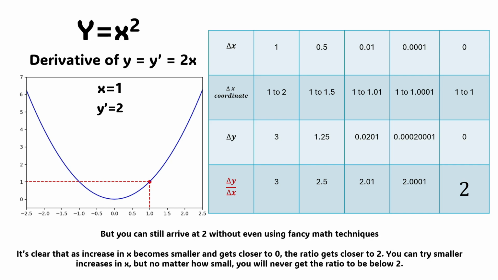But note that you can still arrive at 2 without even using fancy math techniques. And that's because it's clear that as the increase in x becomes smaller and smaller and gets closer to 0, the ratio gets closer to 2. You can try smaller increases in x and calculate the ratio yourself, but no matter how small, you will never get the ratio to be below 2. So again, the ratio becomes 2 when change in x, or increase in x, is 0.